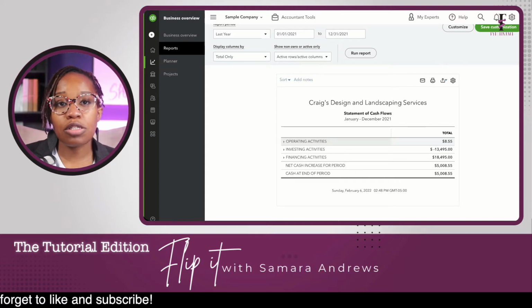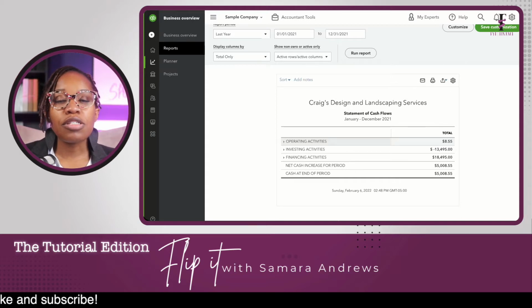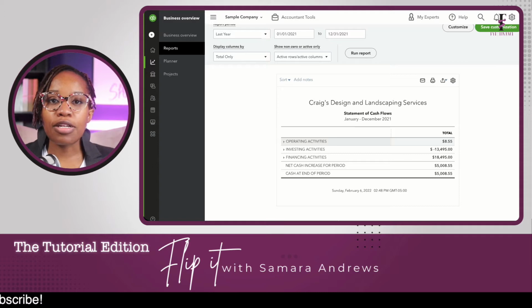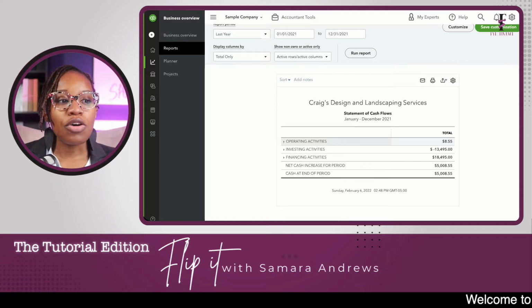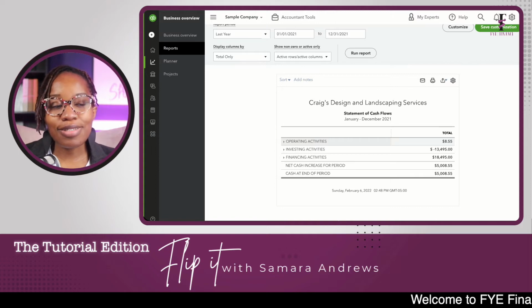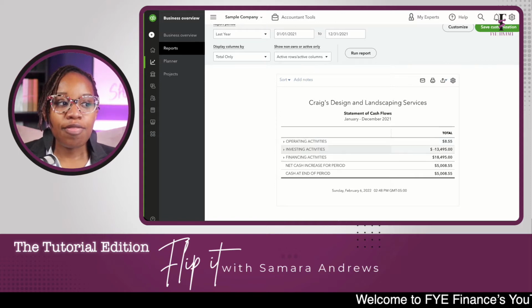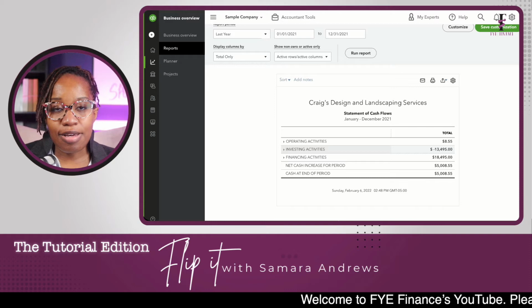Your profit and loss statement. Okay. So, this is the money that is coming in, money that is going out, right? That's how you got your net profit or net loss. So that's what is showing up on this line here. Okay. Then you have your investing activities.